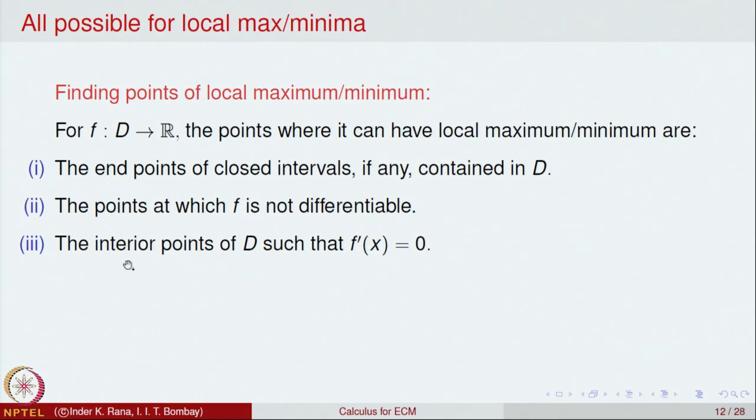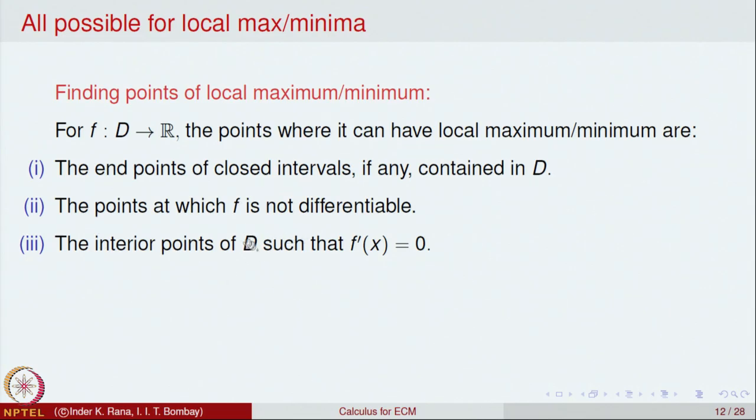So, that gives us that if at an interior point of D the function has a local maxima or minima and the derivative exists at that point, then the derivative must be equal to 0. So, these are the three sets of points which need to be analyzed for a function to have local maxima or minima. What we are saying is, if f is defined in a domain D and it has to have a local maxima or minima, then these are the only possibilities for the function.